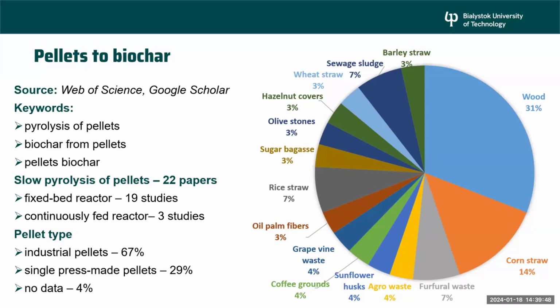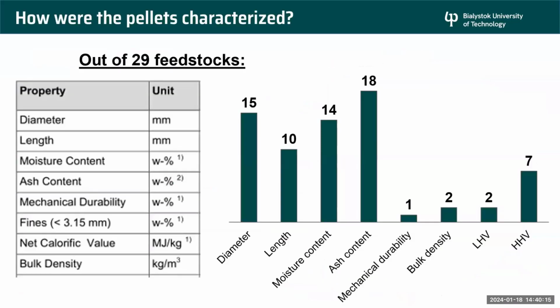But sticking to the pellets, so industrial pellets that were made in a pelletizer covered 67% of the literature scan, and single press made pellets 29%, and for 4% we didn't have any data. So on the left-hand side, as shown on the graph, the majority of pellets used to produce biochar were wood-based, covering 21%, followed by feedstock such as corn straw and a smaller share of other materials that had been used to produce pellets and then transformed to biochar.